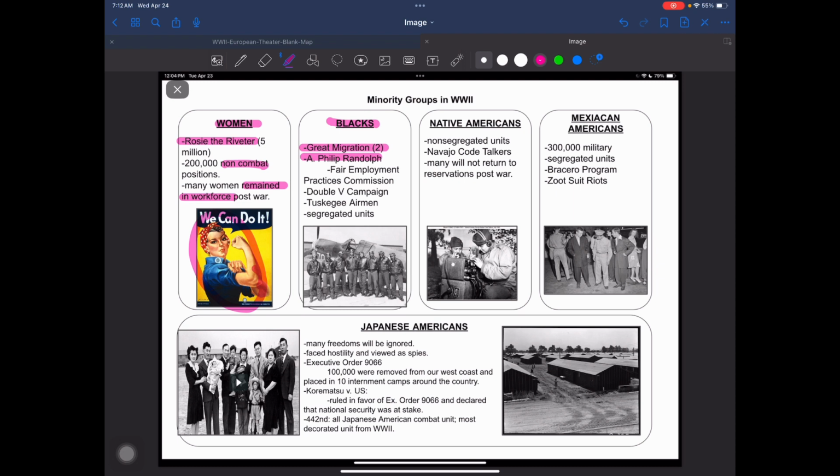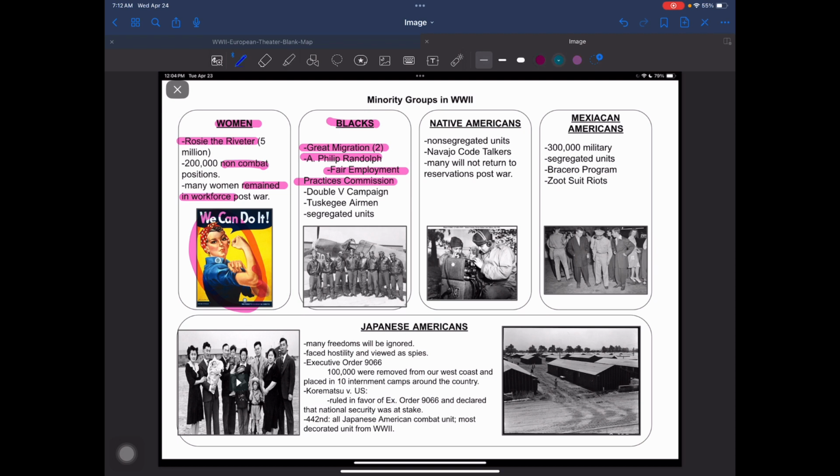He actually doesn't even put it in Congress's hands. He uses an executive order. He's like, this needs to be done right now. And his executive order creates the Fair Employment Practices Commission, which makes it to where there can be no discrimination.